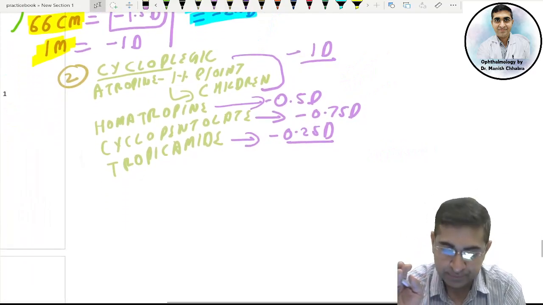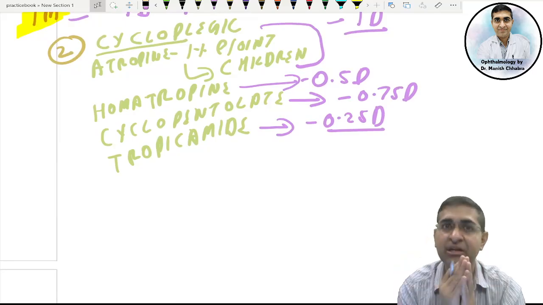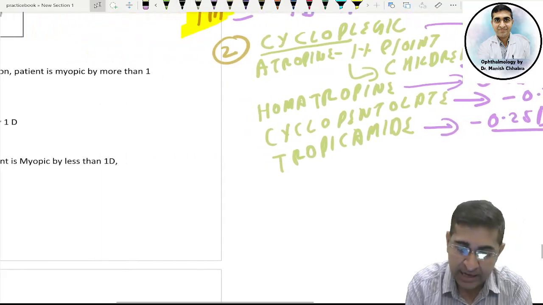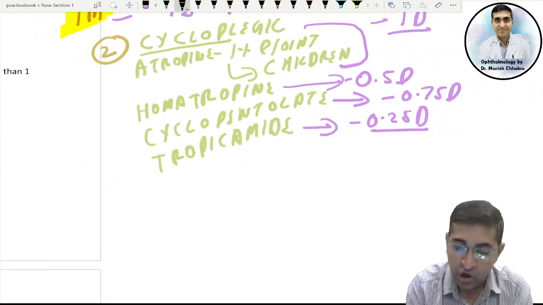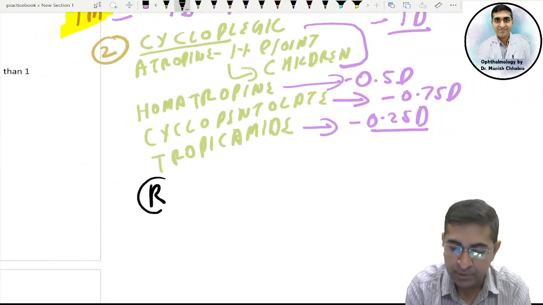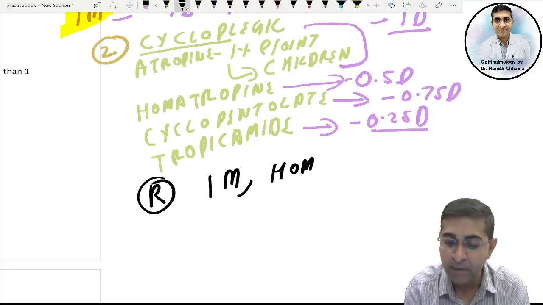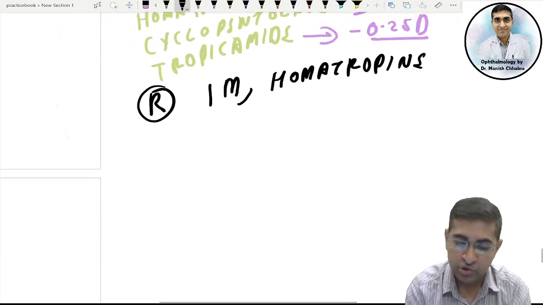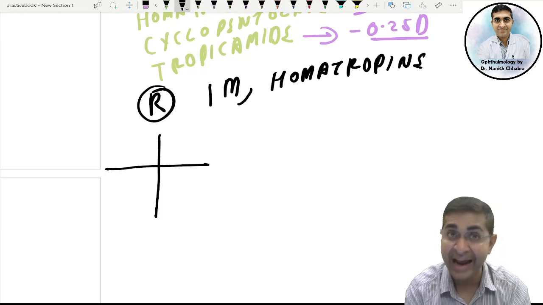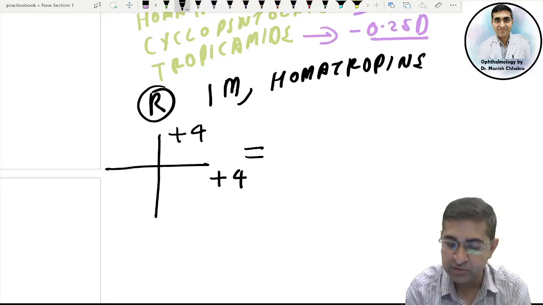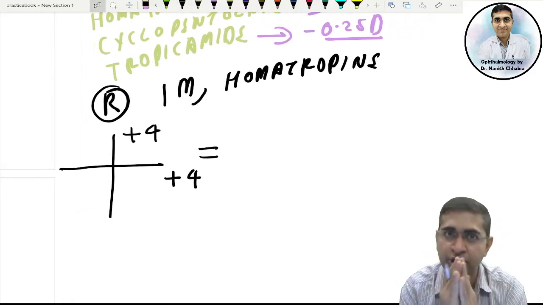Okay, now let's do numericals. Now you have understood the basics of retinoscopy, right? Now let's do numericals. Suppose you performed retinoscopy from a distance of 1 meter and you used homatropine eye drop. The point of neutralization on the x-axis was +4, and on the y-axis was also +4. So this was the point of neutralization.